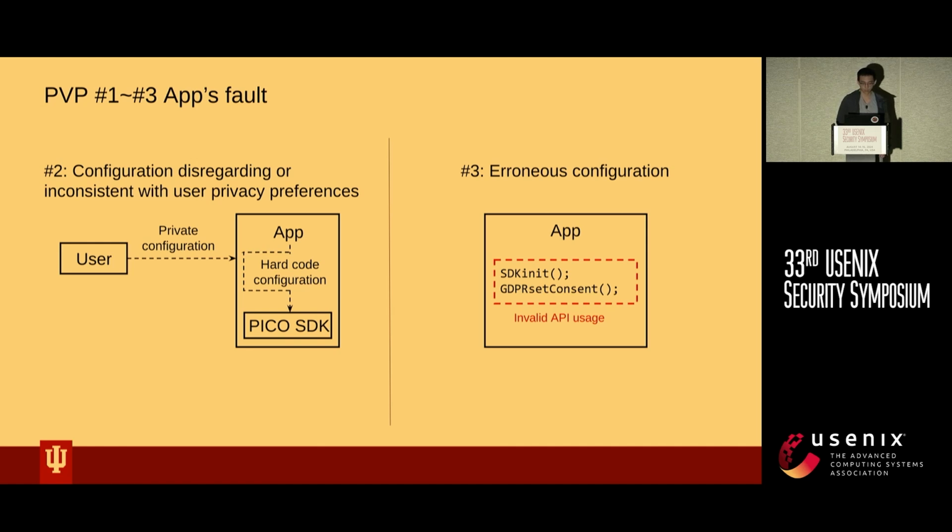On the right-hand side, we have pattern 3, because some of the PICO SDKs have specific implementation requirements. For example, AppLovin requires the app developer to call the privacy API before initializing the whole SDK. However, in the wild, we notice that lots of app developers choose to do the reverse. They tend to initialize the SDK first and then call the GDPR set consent and other CCPA compliance APIs. This kind of invalid API usage would also cause the leakage of users' private data.